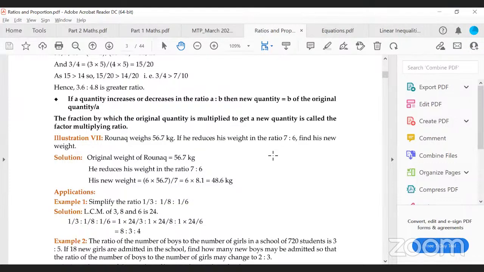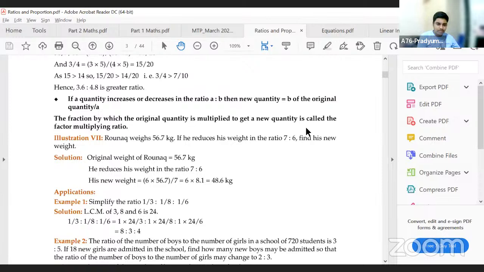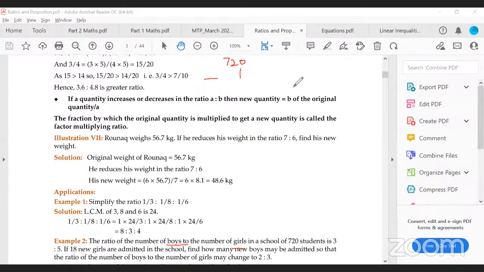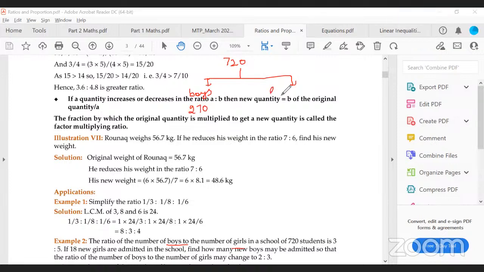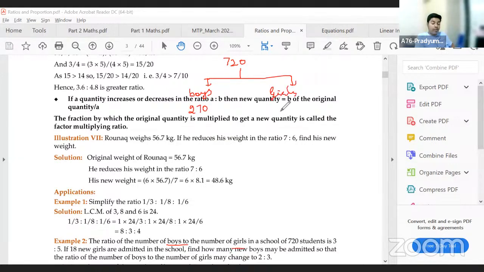42. Yes, 42 is the correct answer. How did we get 42? We'll discuss. See, there are 720 students, right? What is the ratio of boys to girls? 3:5. So 3:5 means the number of boys is 720 into 3 by 8, which is 270. Girls is 450.